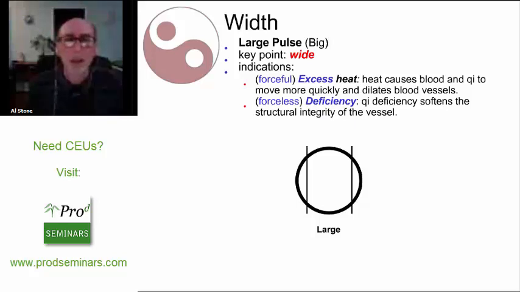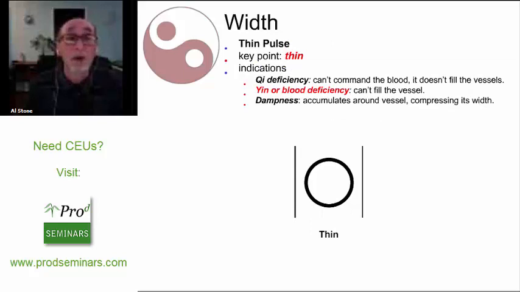You're right. And let's see, the thin pulse, like I mentioned earlier, yin or blood deficiency, it's a deficiency of stuff. If you've got no stuff in your pulse, it's going to be thin. On occasion, you can look at that as secondary to a Qi deficiency of the heart. If the Qi deficient heart can't push the blood, it won't fill the vessel.